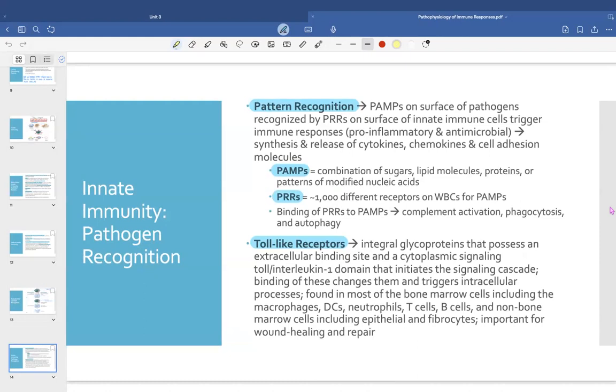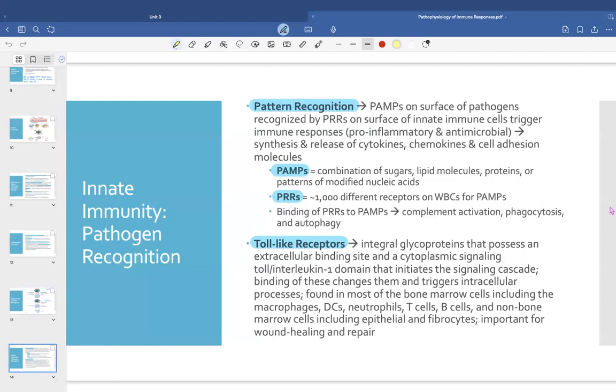Okay, so the PRRs are on your immune cells, right? And they can be pro-inflammatory and antimicrobial. And so they can trigger synthesis and release of cytokines, chemokines, and cell adhesion molecules so that they bind together, right? And so some of your PAMPs, like I said, are just sugar molecules, lipids, proteins, whatever the pattern is, it's this little combination. Okay? It's recognized, it's kind of general, it's pattern recognition.